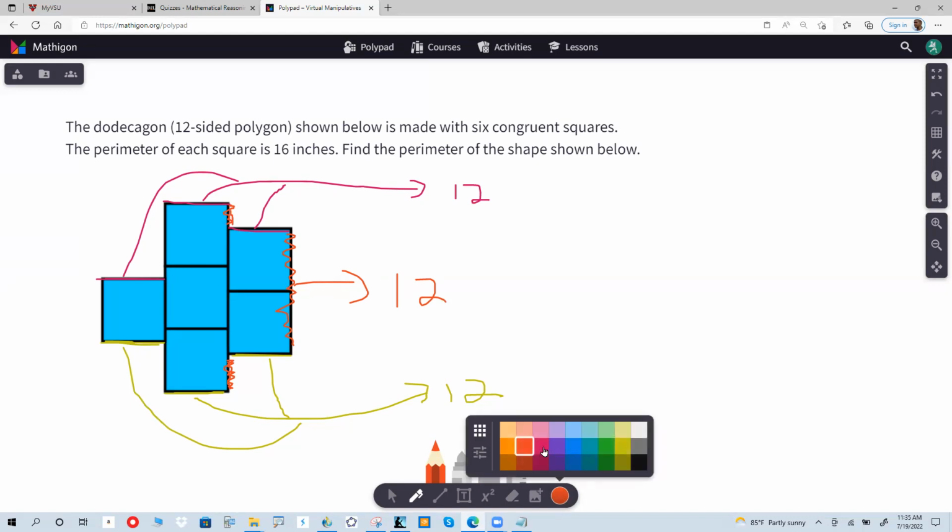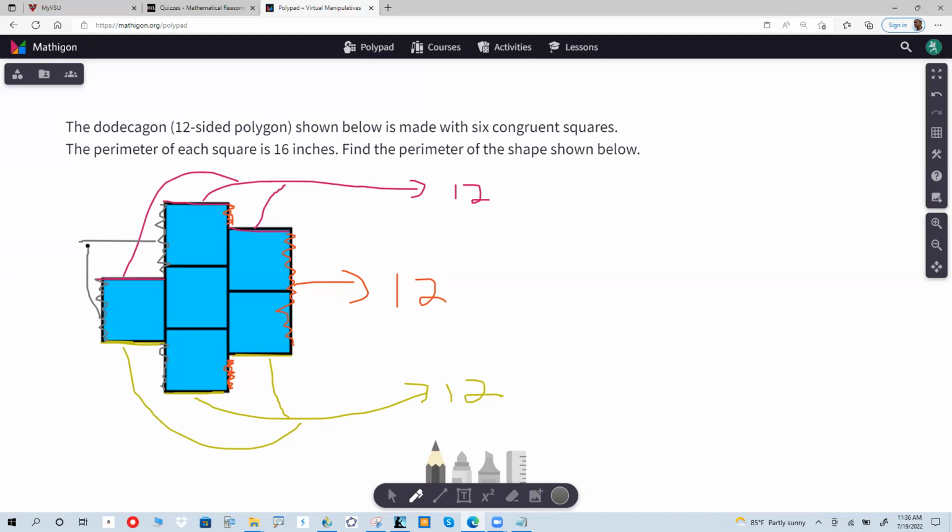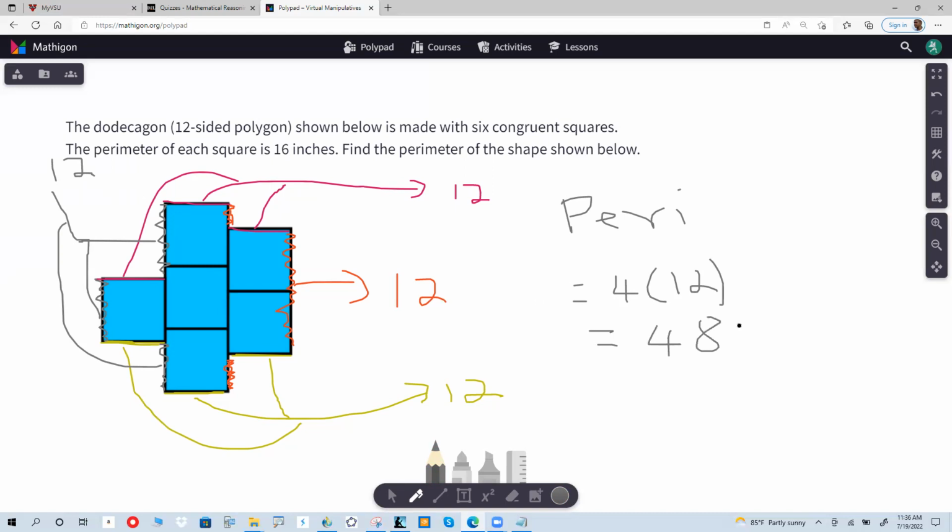And the last one, it's the same thing on the other side. Let me do gray. All of this is going to be 2 squares. This will be 1. So if you take the 3 gray wavy sides and add them all up, you're going to get 12. So now I've accounted for the entire perimeter. I have 4 groups of 12. So the perimeter is going to be 4 times 12 is 48. And the unit is going to be inches.